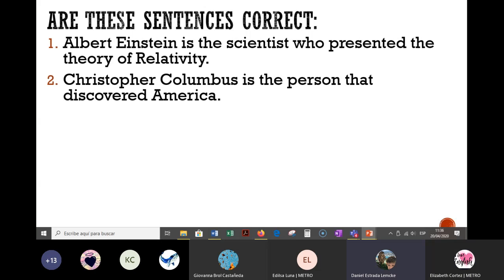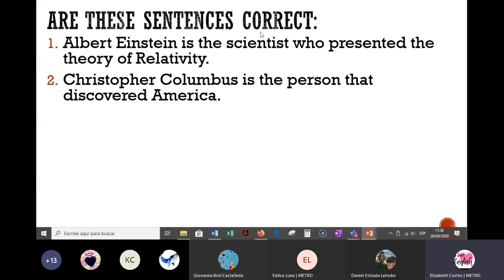That discovered America, but that is not like DRC. It is a DRC. Yes. But the relative pronoun is that. Remember, we can use that for people and objects. In this case, if we have that, we have to check the subject. The subject is a person, so this is a DRC for people. Very good. Now, let's just go back to the first one.